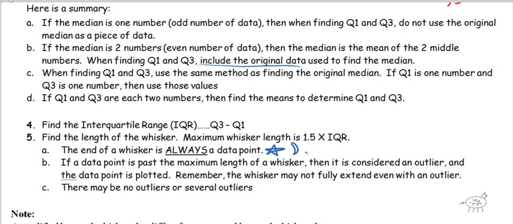If a data point is past the maximum length of the whisker, then it's considered an outlier and the data point is plotted. Remember, the whisker may not fully extend even with an outlier, because the end of a whisker is always a data point. Got to remember that. And there may not be any outliers, or there may be several outliers. All depends.